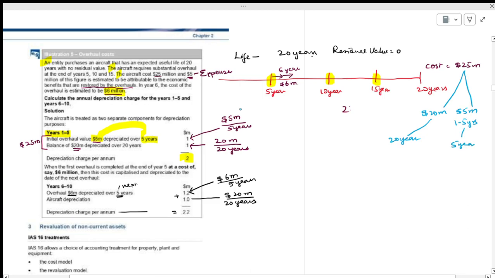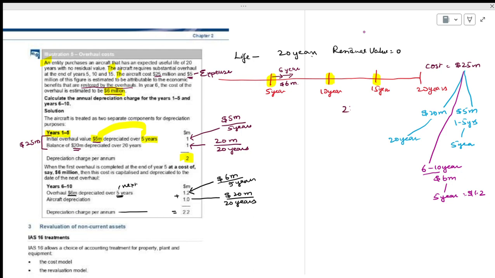Okay. Next, subsequently what is happening? You will have another one, for 6 to 10 years. You are spending how much? 6 million. Again, 6 million will be divided by how many years? 5 years, because the duration is only 5. It comes to how much? 1.2. Depreciation is 1 million. Your overhauling charge is how much? The overhauling charge is 1.2.